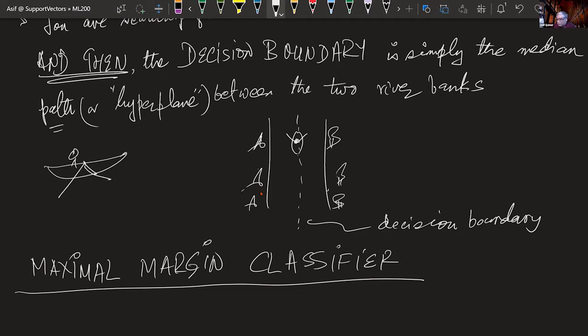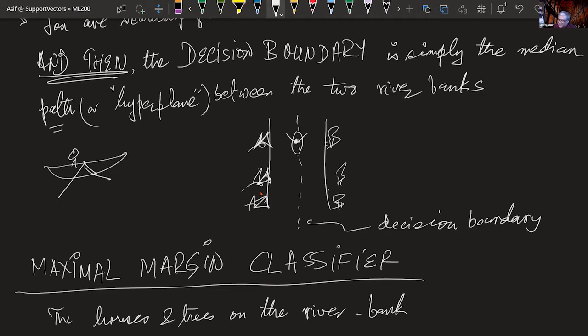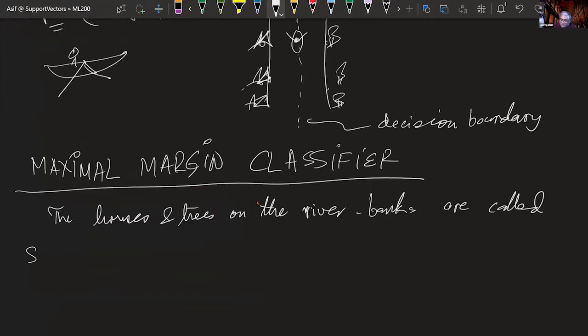Right. Now, here is the thing. Sometimes people confuse and say this algorithm is support vector machines. No. It is the first step in the journey towards support vector machines. But it gets a little bit more complicated. These houses and trees that are hugging the hyperplanes, the river banks, what are they called? They are called support vectors.